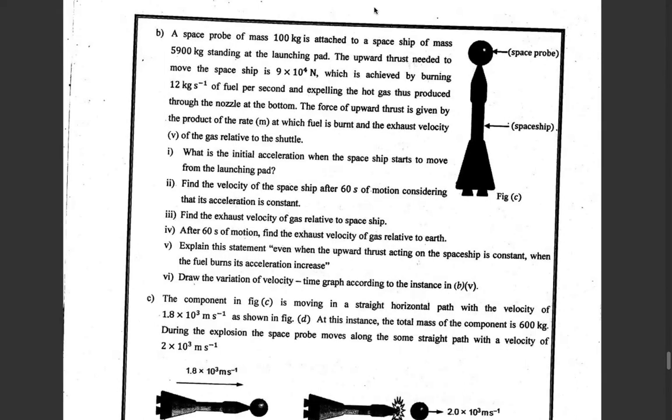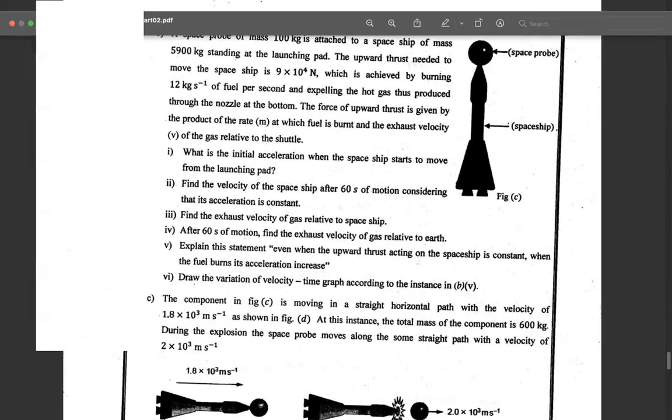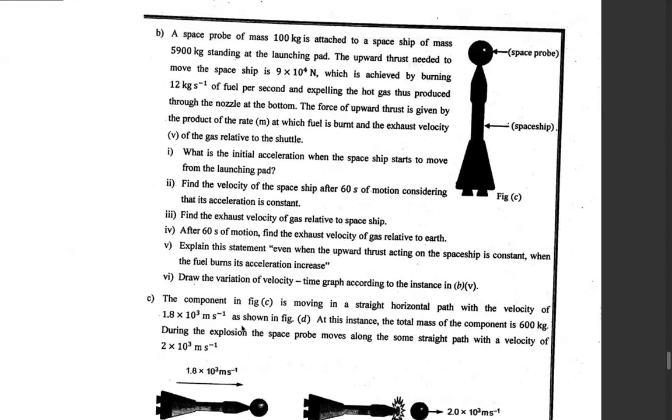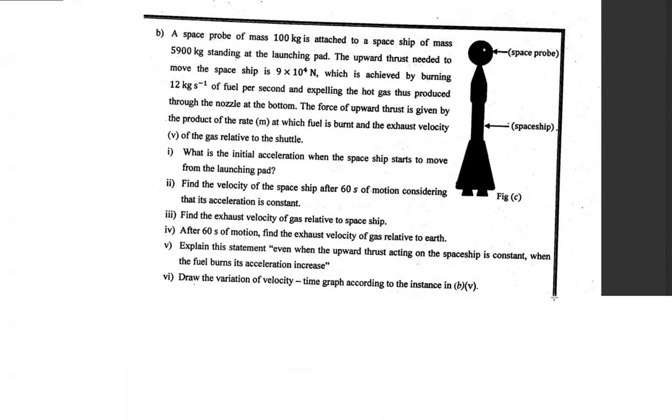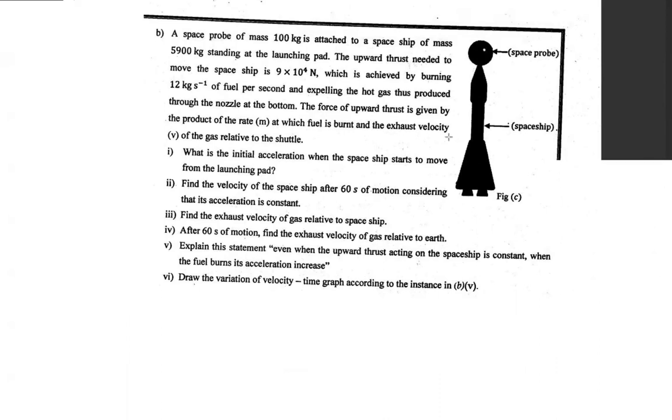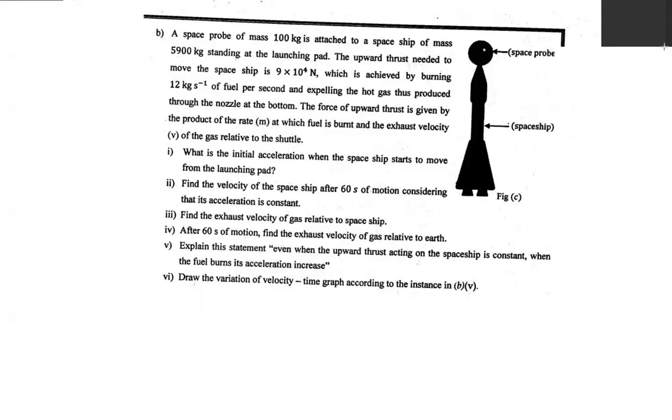A space probe of mass 100 kilograms is attached to a spaceship of mass 5,900 kilograms, standing at the launching pad. You know what a launching pad is? It's where rockets and all are launched.